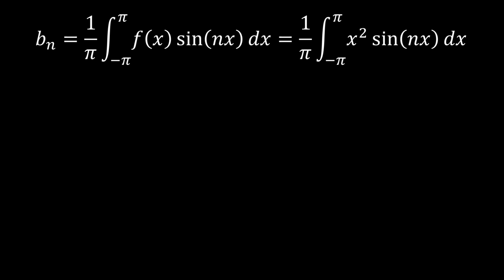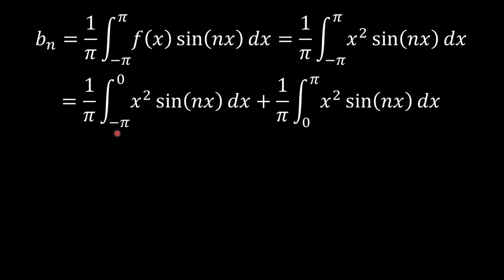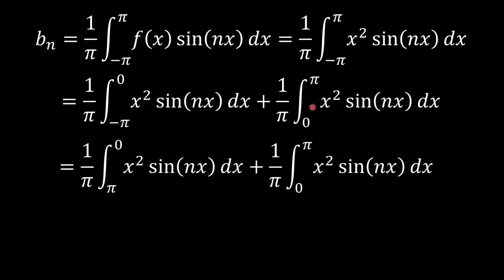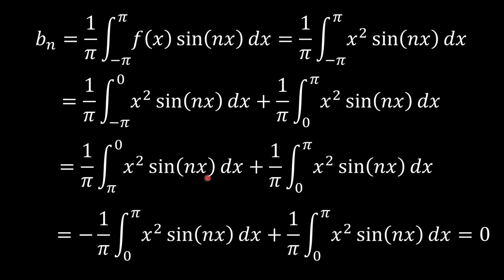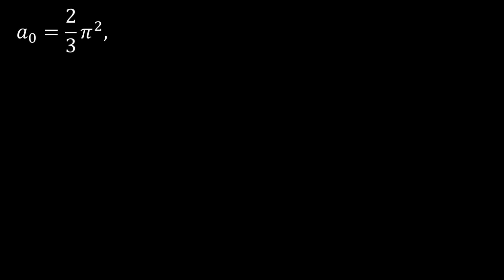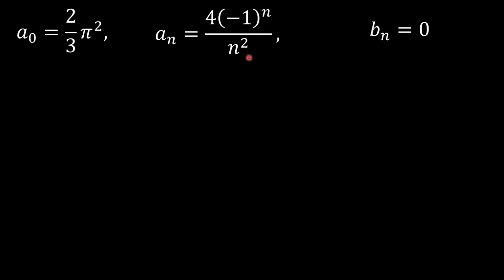b_n is going to be like this, and x squared, since this is symmetric, we can split the integral into negative pi to 0 and 0 to pi. And so we're just going to show that since these two integrals are the same but opposite in sign, we can cancel this, and this b_n becomes 0. So essentially, a_0 is 2 over 3 pi squared. a_n is 4 times negative 1 to the n over n squared, and then b_n is 0.